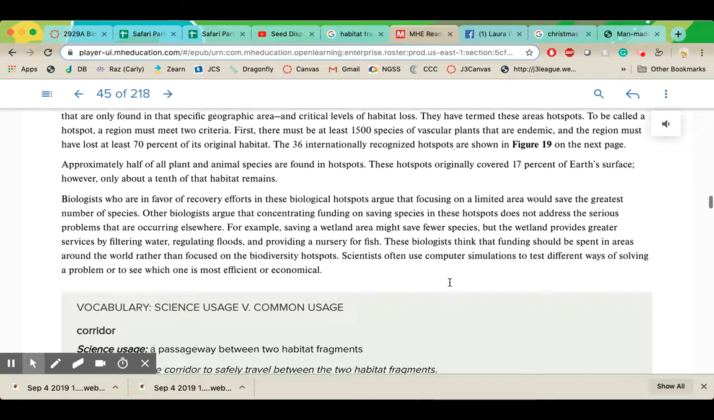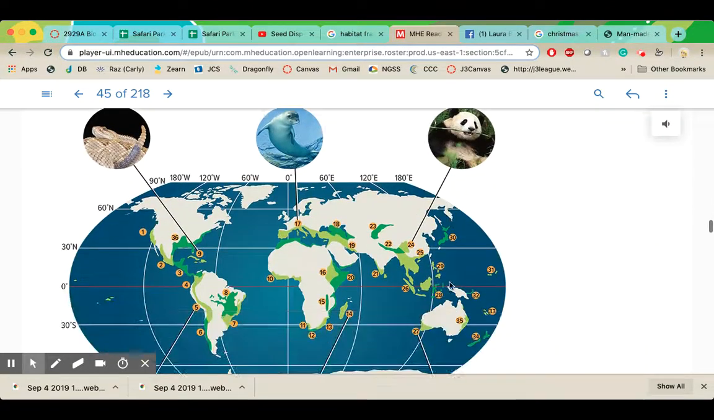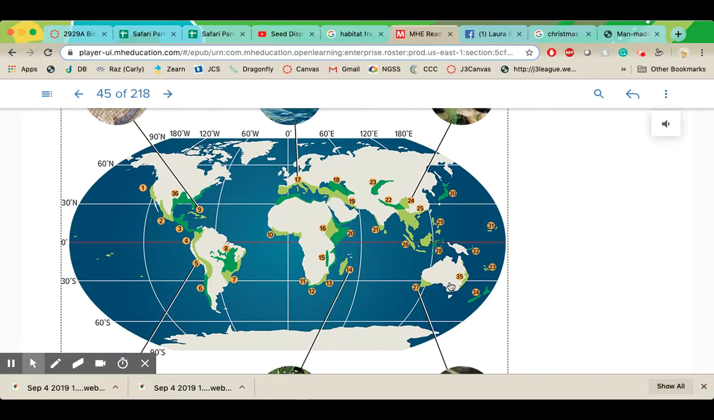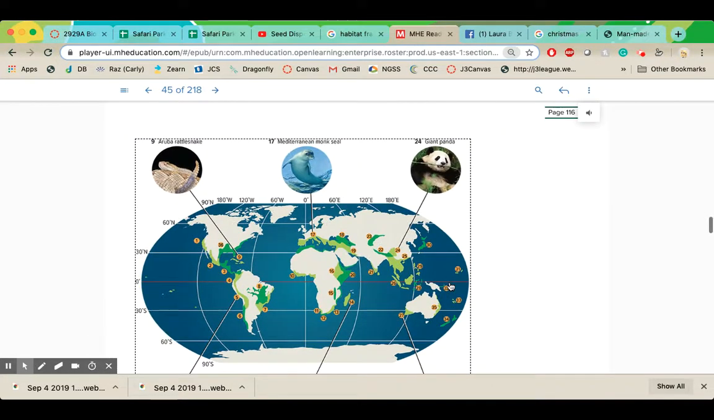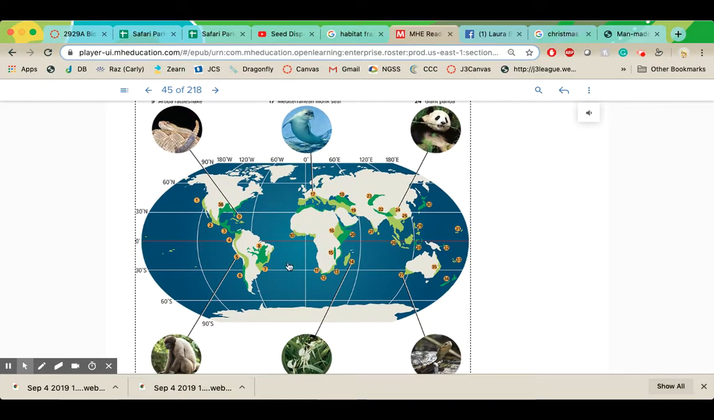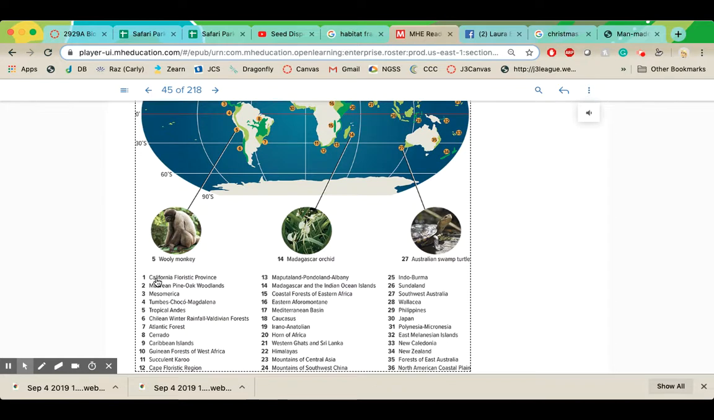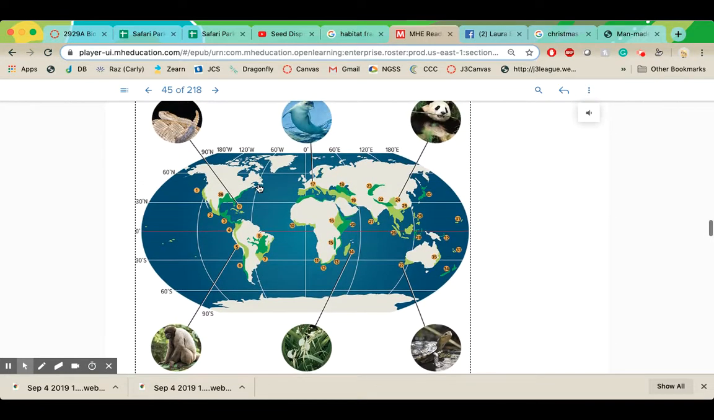We actually in Southern California live in what is called a biodiversity, I'm going to try and zoom out, a biodiversity hotspot. This is a huge, big deal. So if you can see California here, we are actually number one on that list for the California floristic province.